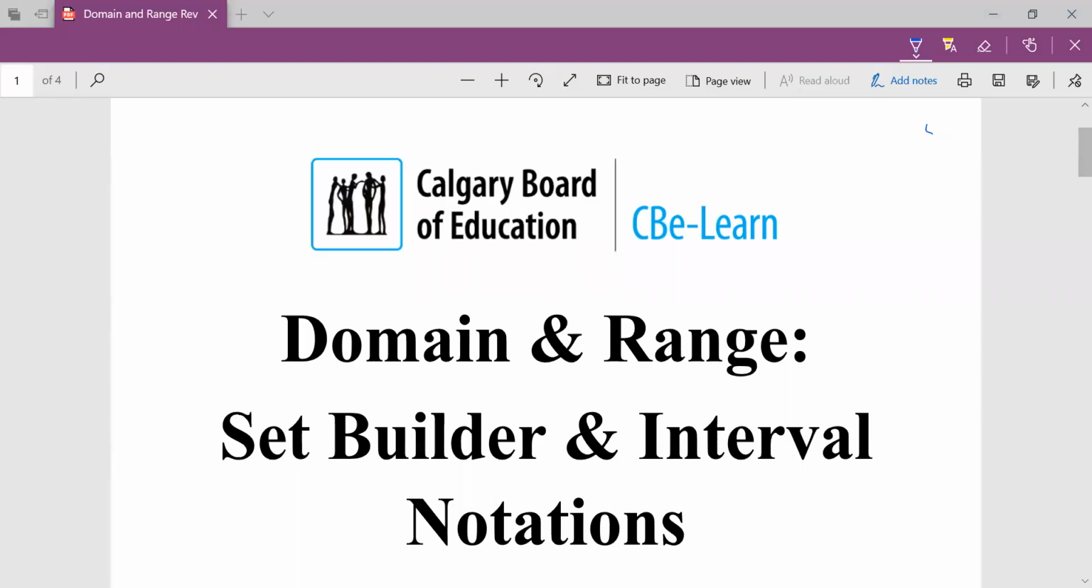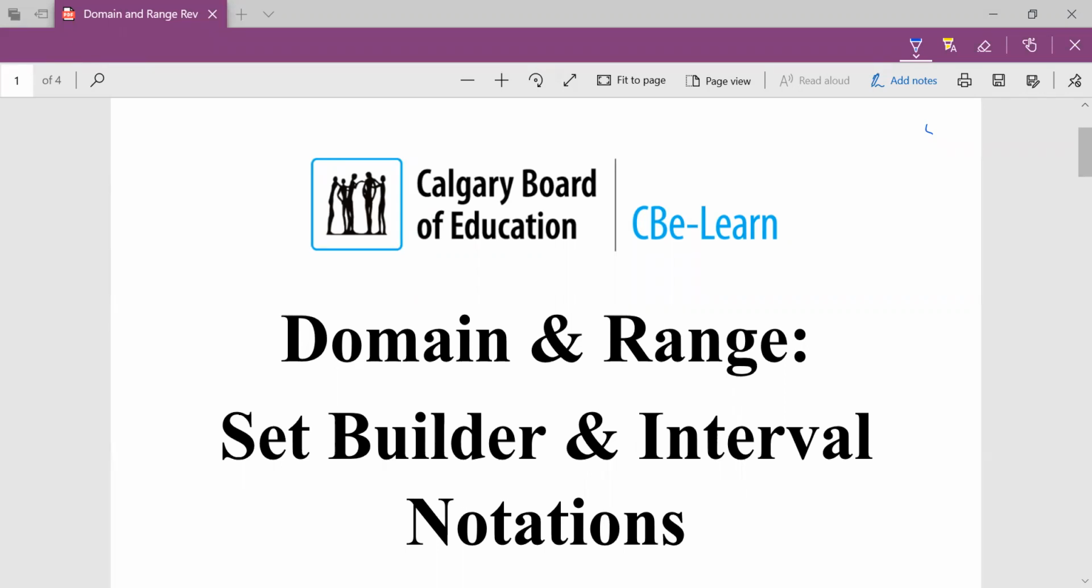Hey friends, what we're going to look at in this video is a nice little review of domain and range, and the two different ways that we are able to write domain and range. These two things are called set builder and interval notation. What you'll see is they both have their benefits, and what I need you to be able to do is recognize both of them and how to work with both of them.